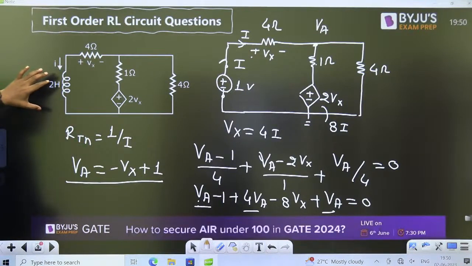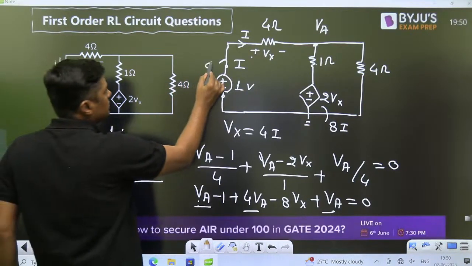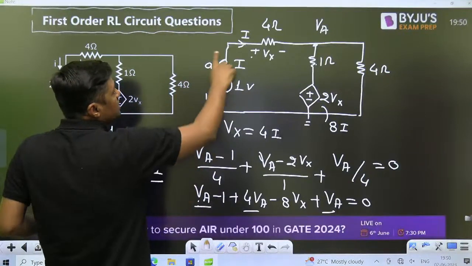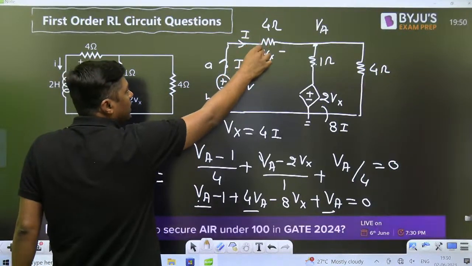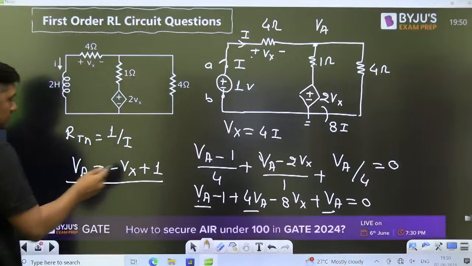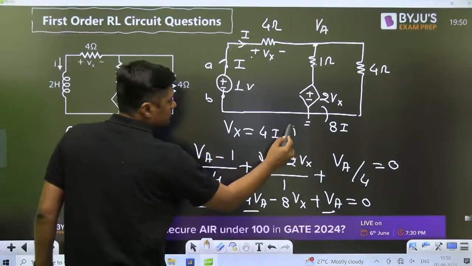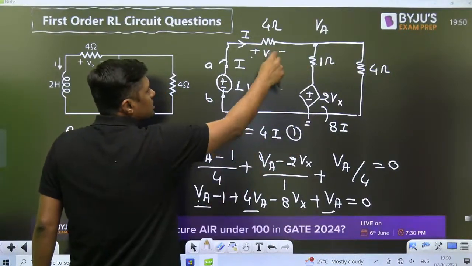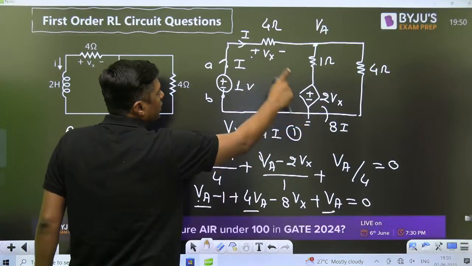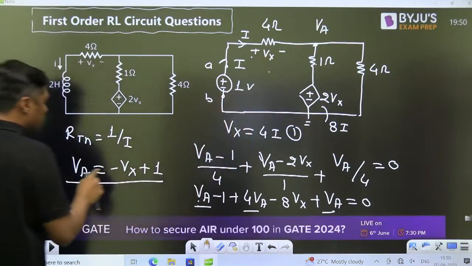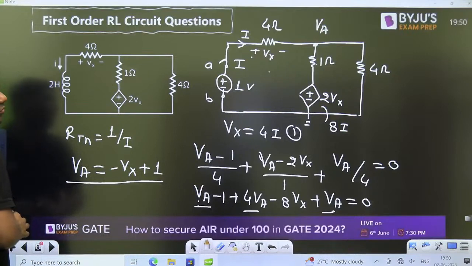First of all, remove the inductor. These are the 2 points. This is the current I. You can find the Vx is equal to 4I. This is what I have written. Then what is the VA? When I am writing the KVL from this point to this point, it will become minus Vx plus 1. That is the value of the VA.